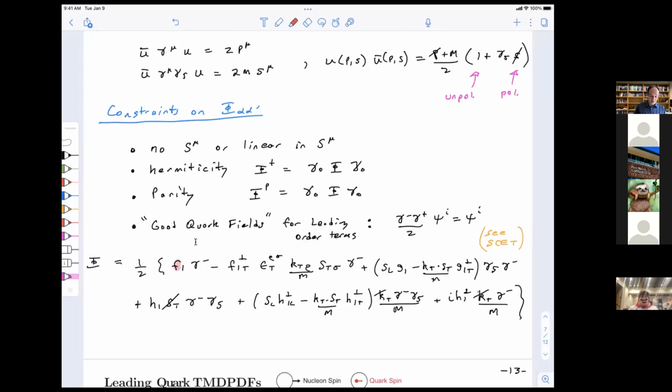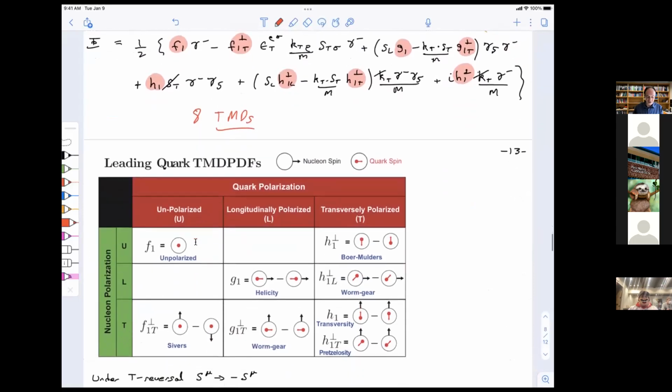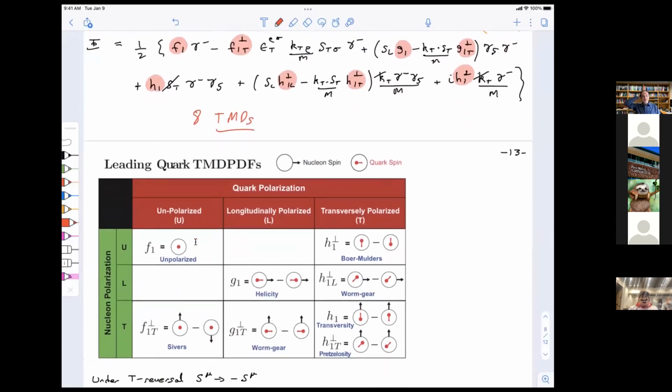Okay, so this formula has 1, 2, 3, 4, 5, 6, 7, 8 functions. 8 TMDs. So that's where the 8 TMDs that show up at leading power are coming from. And I leave it as a homework exercise for you to check that I wrote down something that satisfies the constraints that I wrote down. So in these tables that you've seen, here's the table that you've seen before, this is where the 8 functions come from.